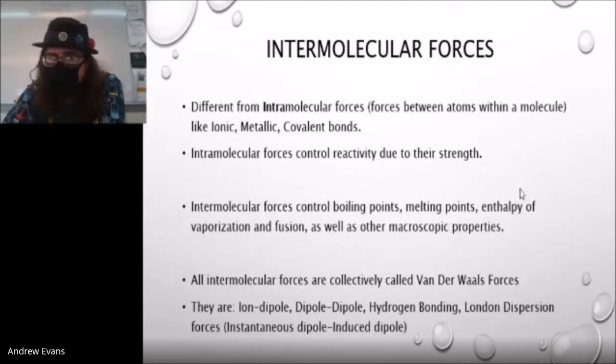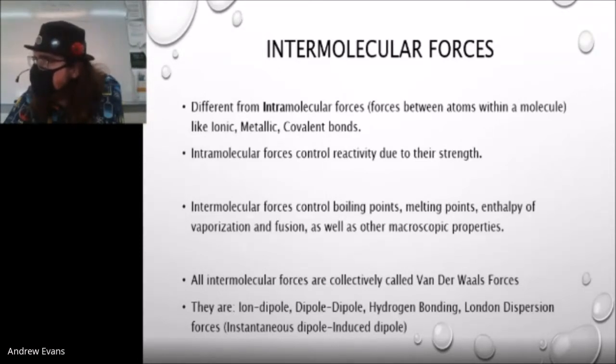Okay. As I said, for bonding forces, we had ionic. We didn't really talk too much about metallic, but there was metallic and there were covalent bonds. These are the intramolecular forces that kept the molecule strong. Remember, intramolecular forces control the reactivity. They're so strong that in order for the molecule to break down and do a reaction, we have to break these intramolecular forces. It takes a lot of energy to make a reaction go.